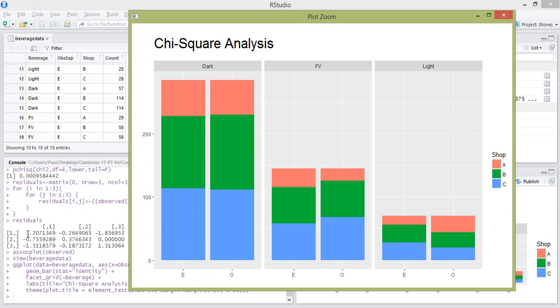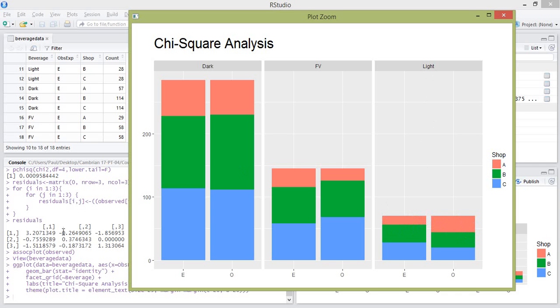So, remember, say our first residual here was for shot A, showed that there was a greater preference than expected for the light roast beverage. So you can see that in your plot here, right? Shot A, light roast. You can see the observed block is larger than the expected block.